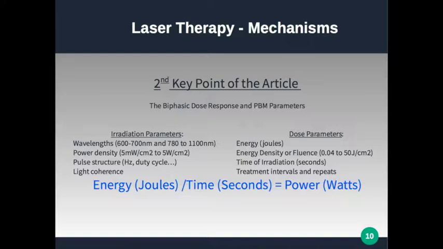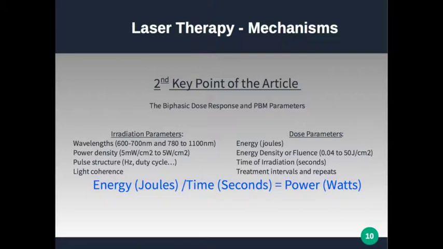Back to the article. It reminds us to consider the importance of selecting the optimum parameters for an optimal effect in the biphasic dose response. The irradiation parameters. Wavelengths in nanometers. The visible light goes from 400 to 700 nanometers. Red light is between 600 and 700 nanometers. And near-infrared wavelengths used in laser therapy are 700 to 1100 nanometers.